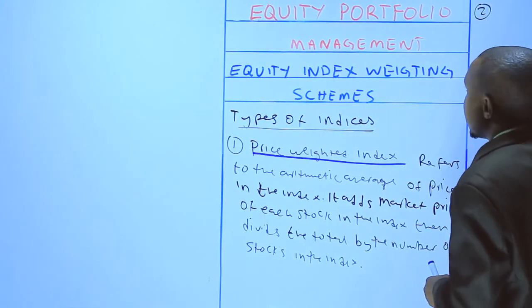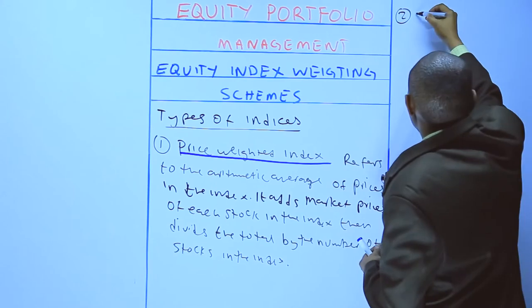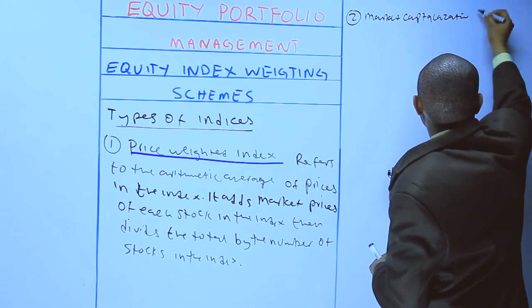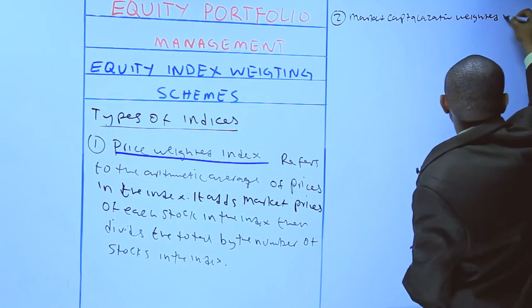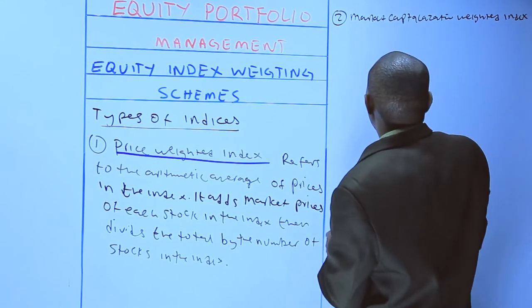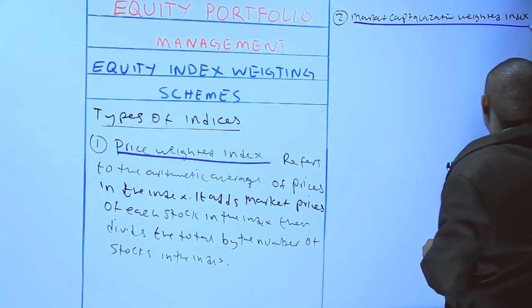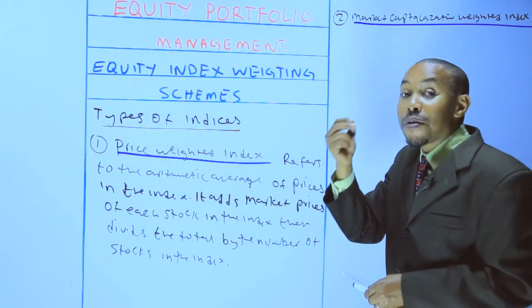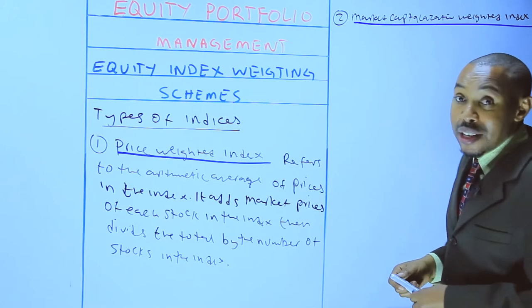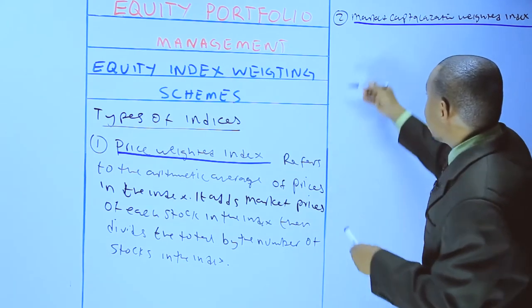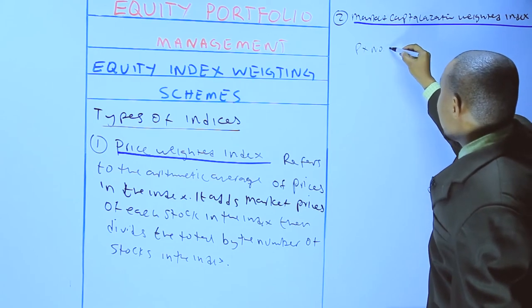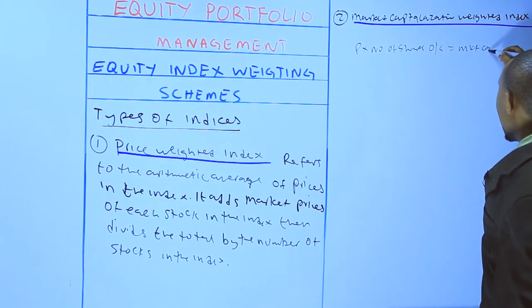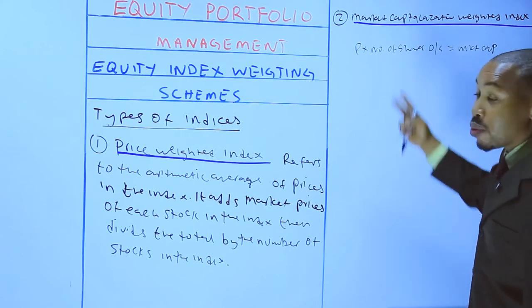Number two is the market capitalization weighted index. This is also called a value-weighted index. Under the price-weighted index, we only consider the market prices of equity securities. Under this market capitalization-weighted index, we get the price times the number of shares outstanding. So price times number of shares outstanding gives us market cap, or the value of the equity security.